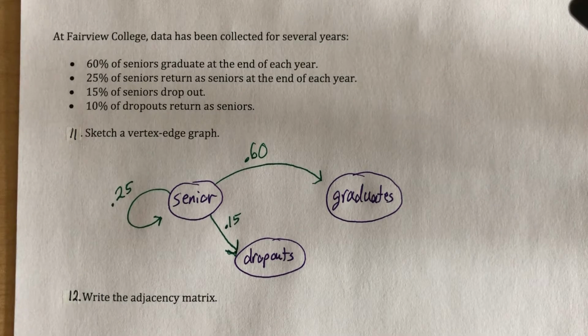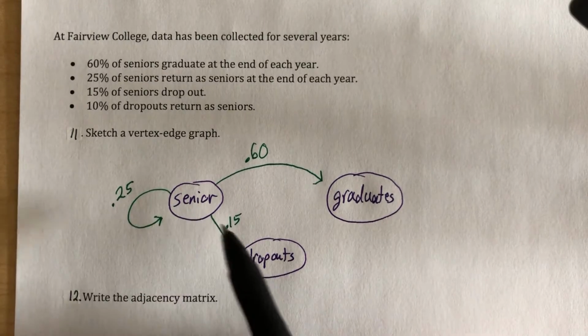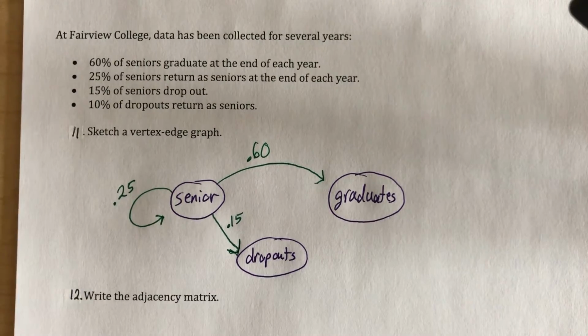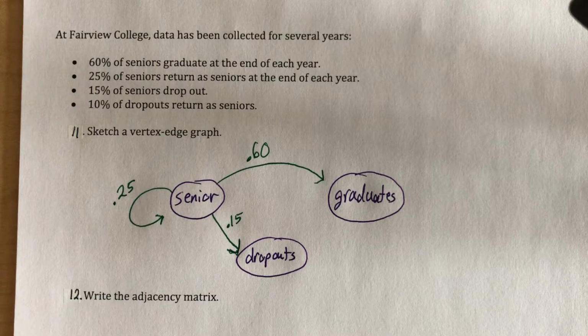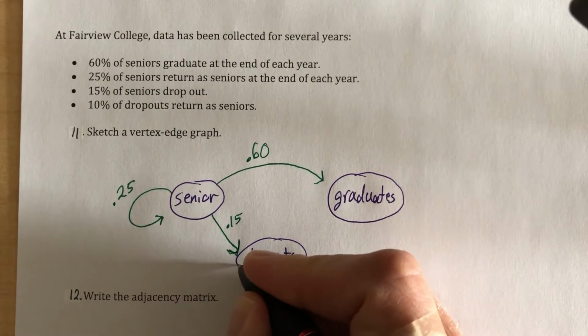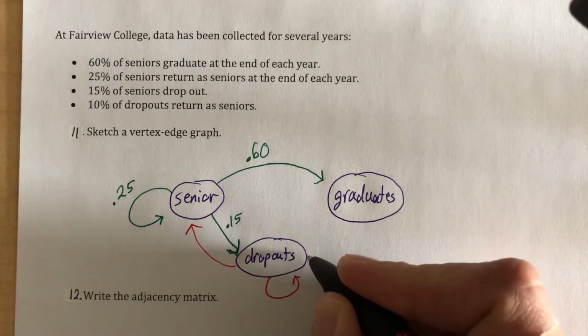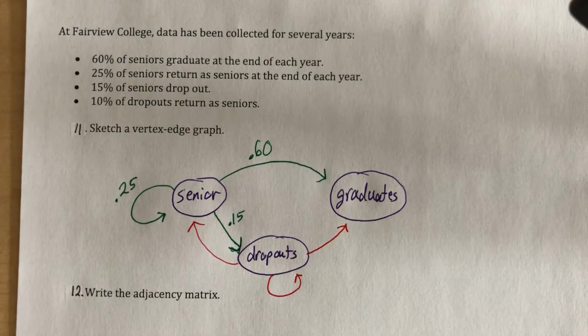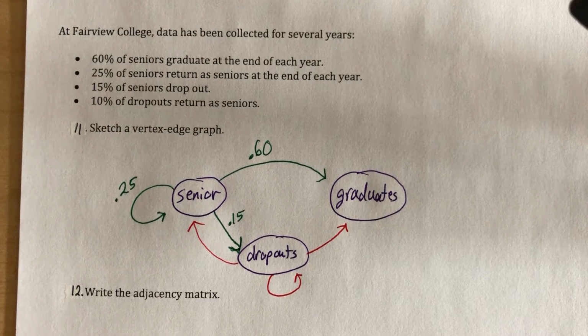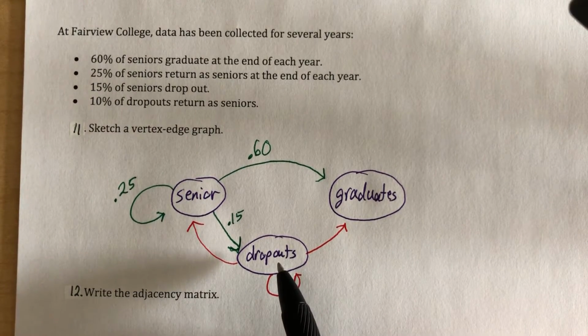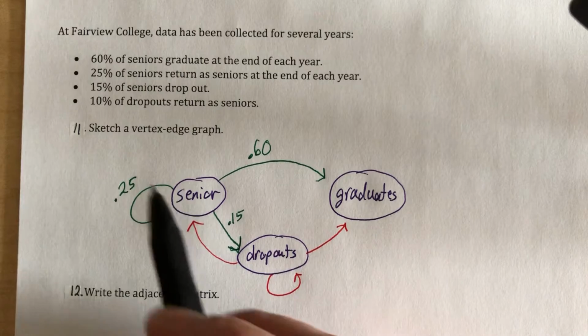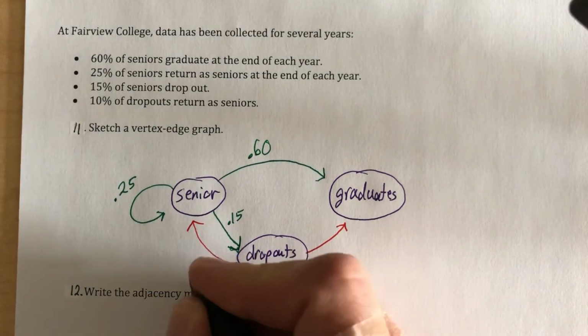Now, we have to draw every possibility. So seniors become seniors, seniors become dropouts, seniors become graduates. And we have to do this for all of them. I'm going to start mixing up the colors a little bit just so things don't run together. We can have dropouts that become seniors. We can have dropouts that remain dropouts, and we can have dropouts that become graduates. Actually, we can't. That one's going to be a 0. So let's read through this and see what we can find. So a dropout that returns as a senior, that's 10%.